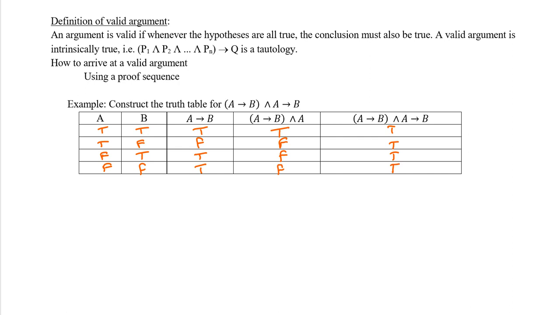So what do we say? If you have 1, A implies B, and 2, assume A is also true, then 3, my conclusion is that B is also true. This is a tautology, so it's always valid. We're going to see this later. This is modus ponens. We call it MP. We're going to go over it later.